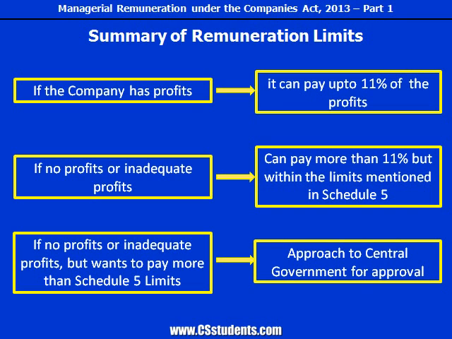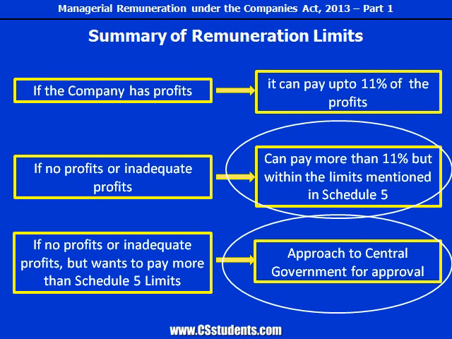Therefore, any company wanting to pay more than 11% has two options. It can choose to go to the central government, or it can pay remuneration under Schedule 5 to the Act. Schedule 5 corresponds to Schedule 13 to the old Act. It provides various limits, up to which the company can pay the remuneration exceeding 11%.